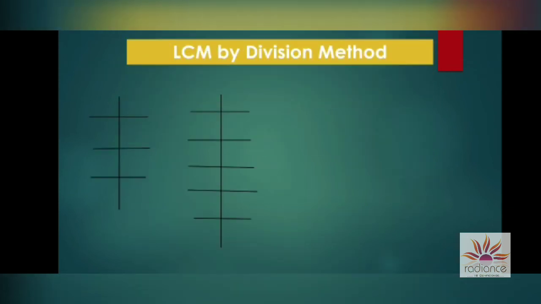Yes, LCM by division method. So we are going to find out the LCM of 12 and 80. Here 12 divided by 2 gives quotient 6. When 6 is divided by 2 we get quotient 3, and if we divide number 3 by 3 we have 1. With this we complete the division of 12.